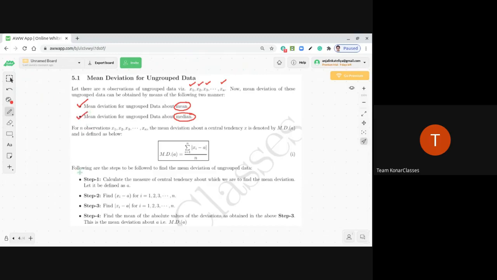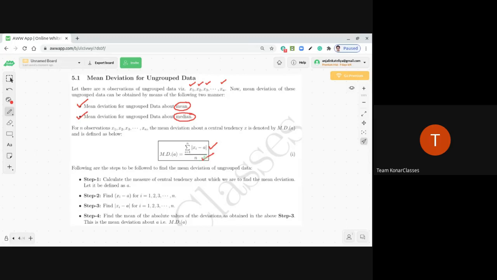So how to find it out? Pretty simple. For n observations x1, x2, x3 up to xn, the mean deviation about a central tendency A is denoted by MDA. And how is it defined? It is the summation of the absolute values of xi minus A, where i varies from 1 to n, n being the number of observations, divided by n.